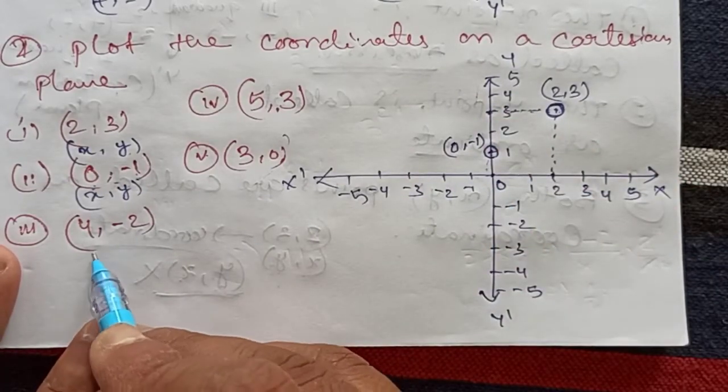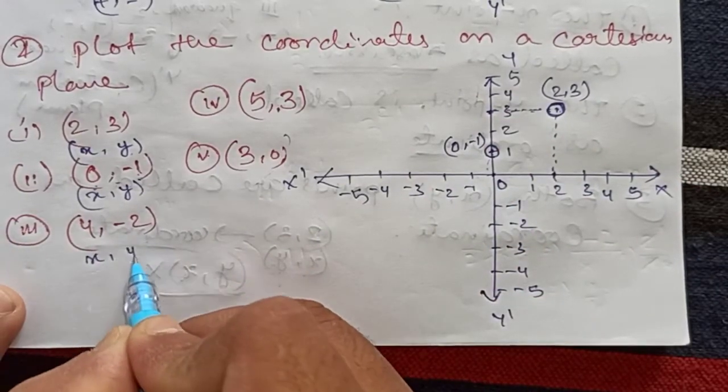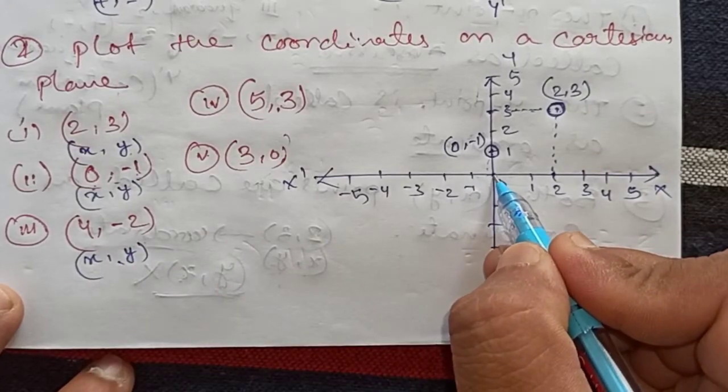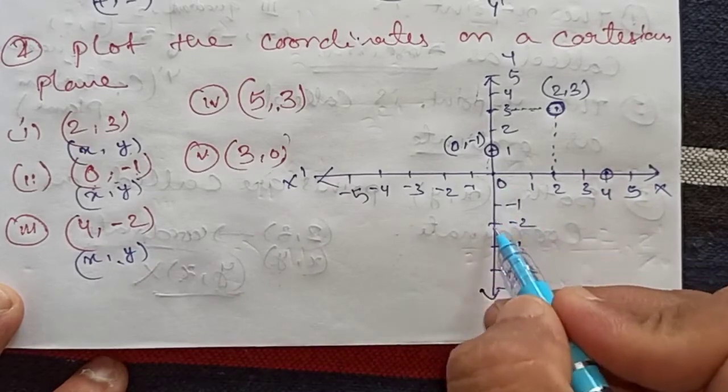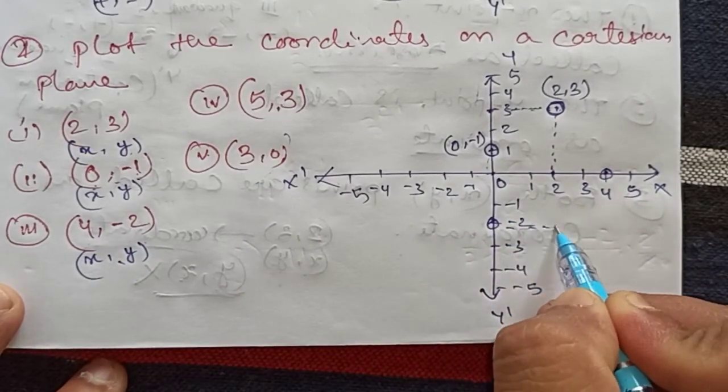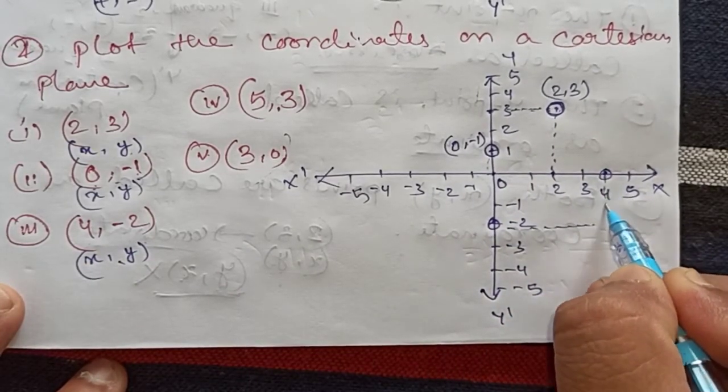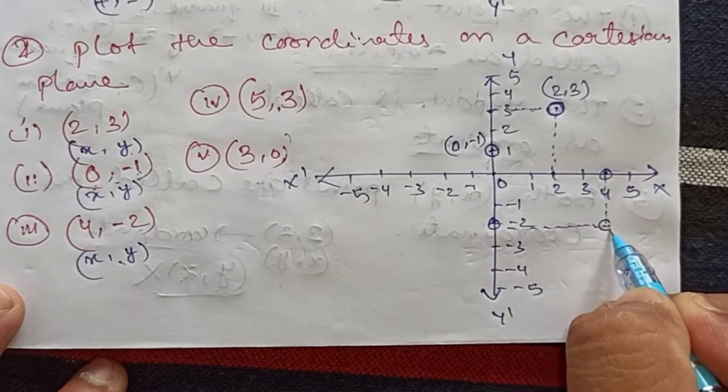0 comma y will lie on the y-axis. Next point, 4 comma minus 2, this is x, this is y. For the x-axis 4 is here, and for the y-axis minus 2 is here. So we will just draw a dotted line so that they will meet at a certain point. So here they are meeting.